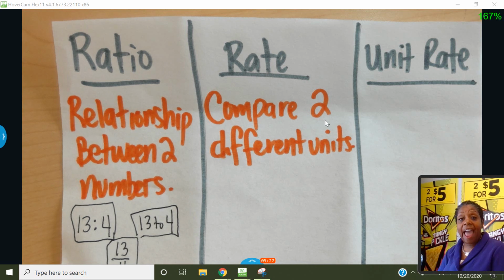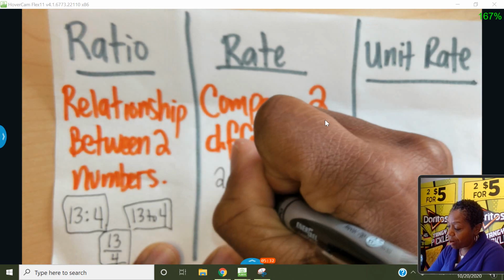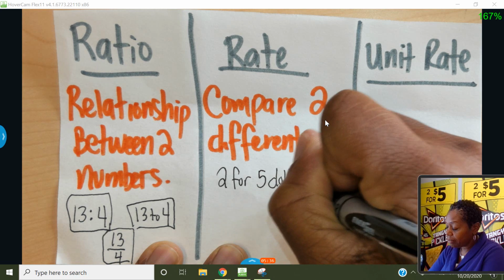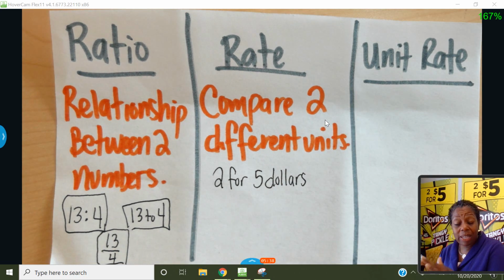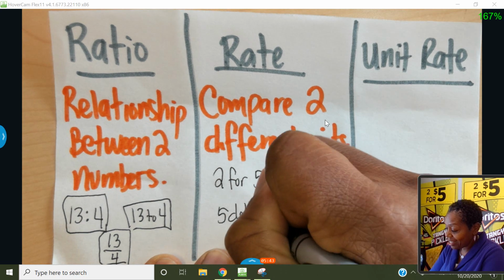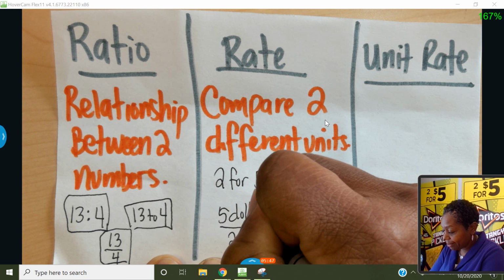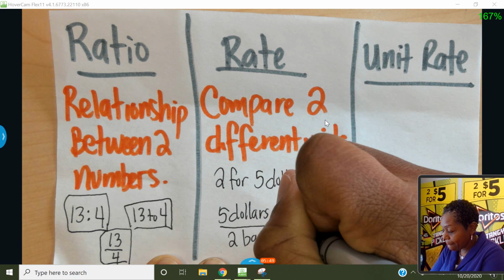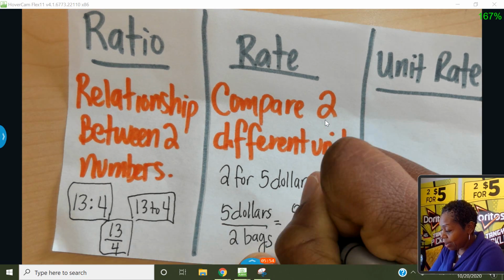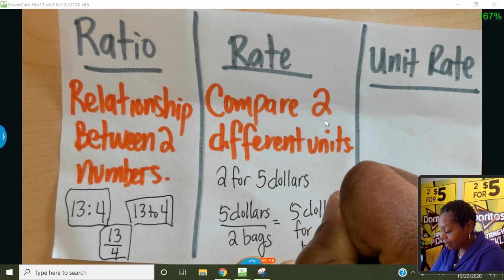So when we have that, you can write that as 2 for $5. But in terms of rate, you will actually put $5 per 2 bags. Okay? Or $5 for 2 bags. Okay?